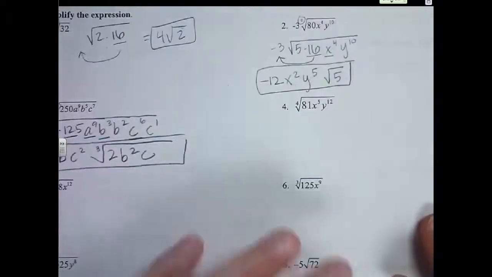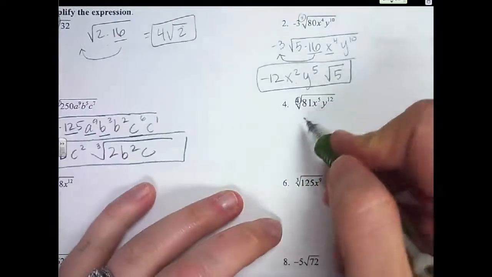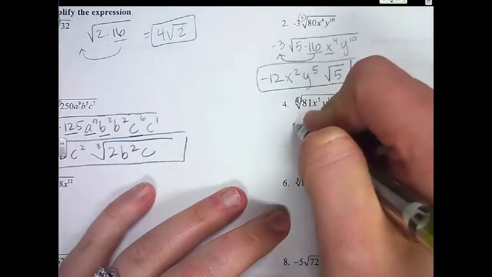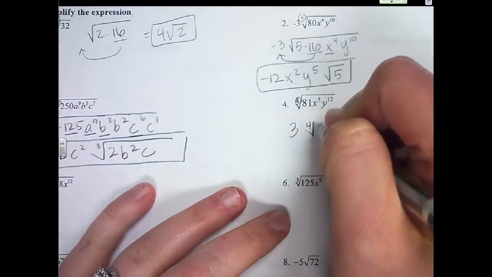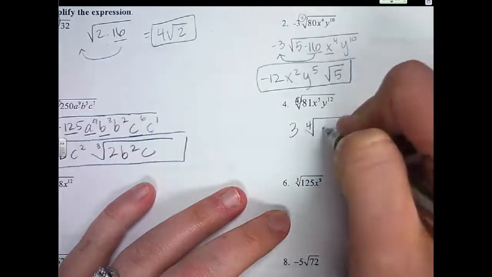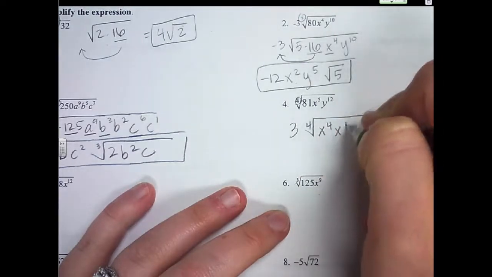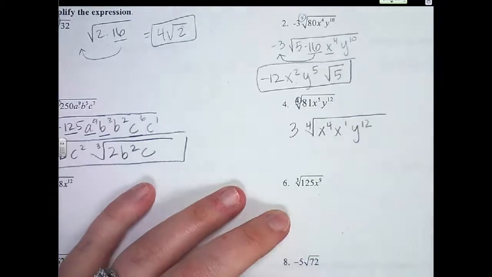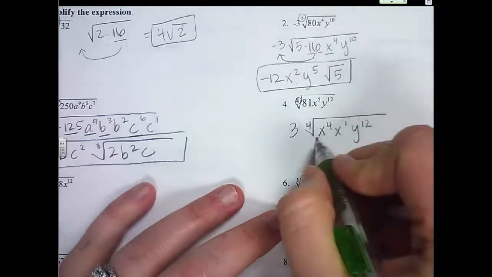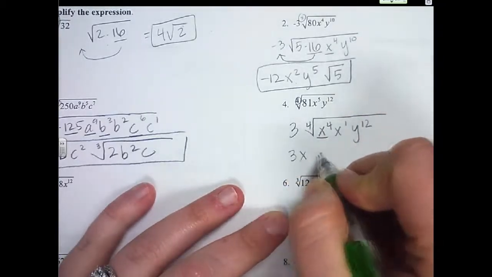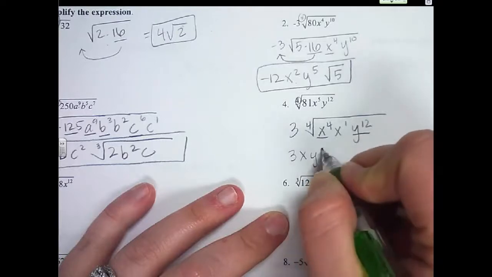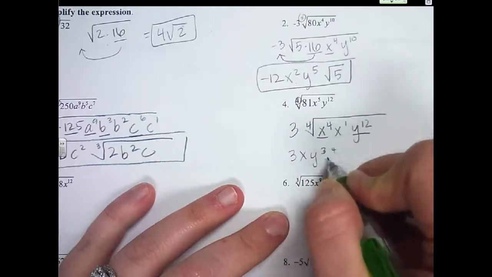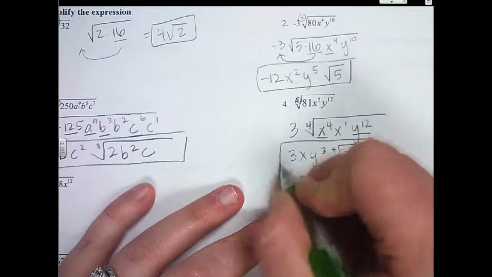Number 4, I'm doing fourth root now. Well, the fourth root of 81 is just 3, so I actually don't even have to do anything with that. So I'm going to leave that, and then I'm going to split up this. So I'm going to do this x4 and x1. y12 will divide. So when I divide this one, I get x to the first, and when I divide this one, I get y3. And left on the inside is just a single x.